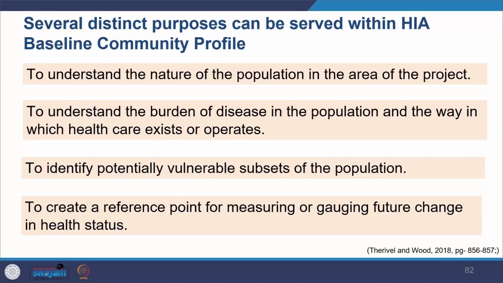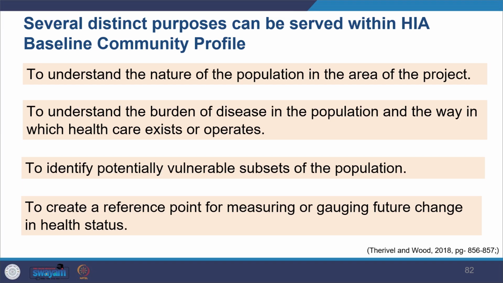So within health impact assessment, HIA, you prepare the community profile, and it has several purposes. When you prepare this profiling, it will help you to understand the nature of the population in the area where you are studying, and the kind, the size, the distribution of it. Are people rich or poor? Do they have facilities or not? What kind of institutional environment is there?